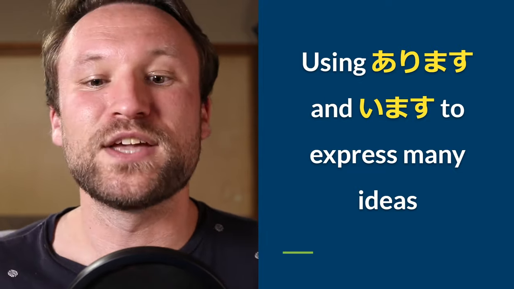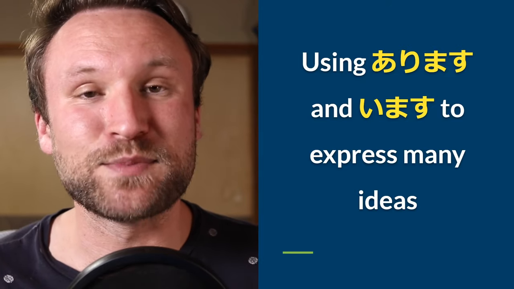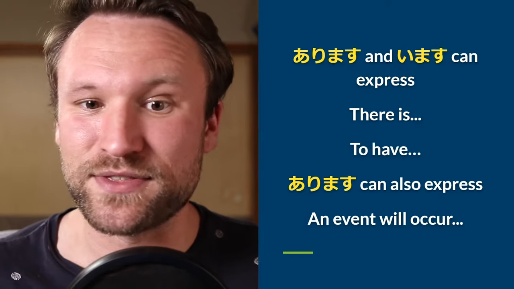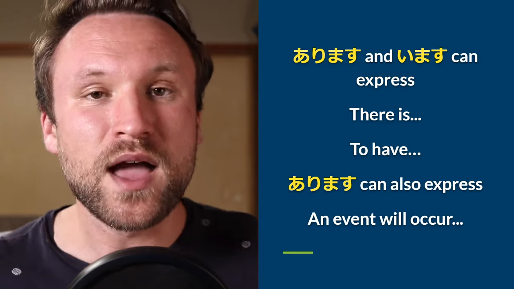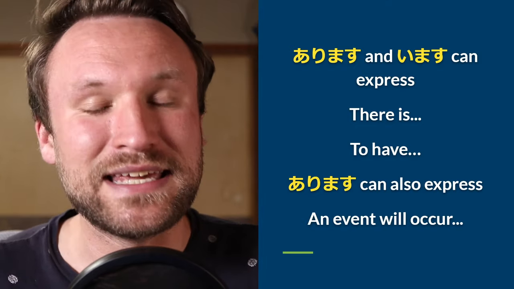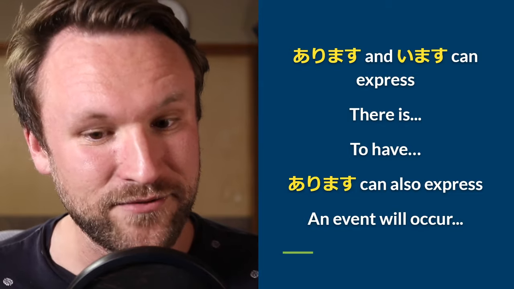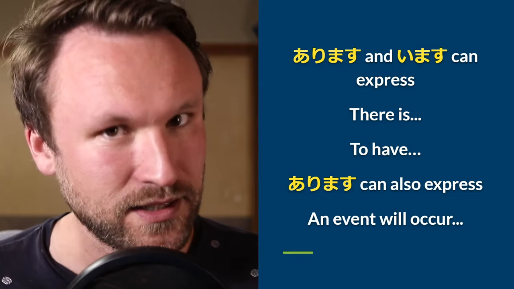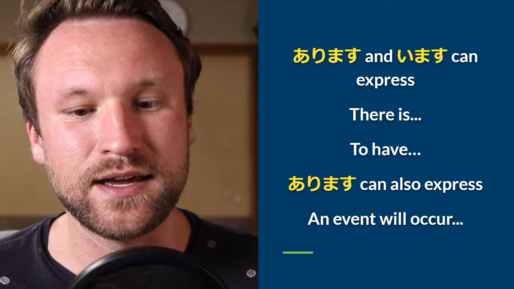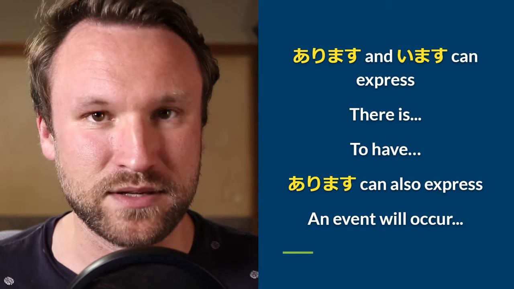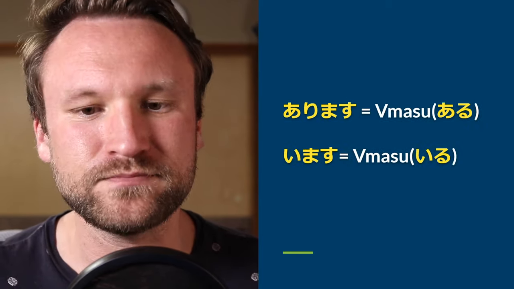Alright. Using あります and います to express many ideas, many different things we can express with these. あります and います can express ideas like there is, to have, and あります, not います, can also express the idea of an event will happen, some kind of event will happen.